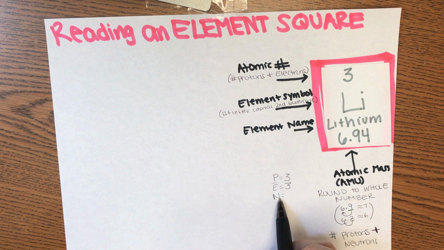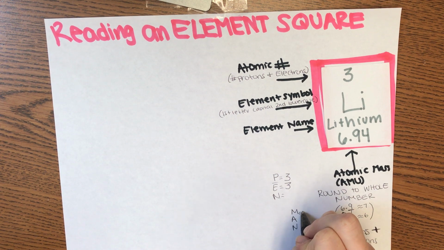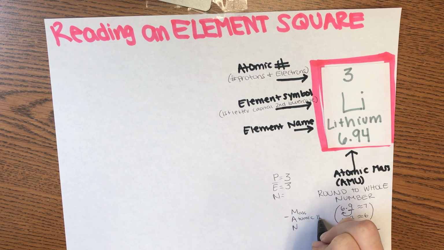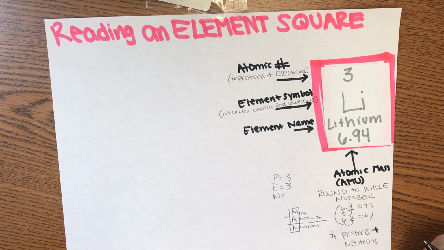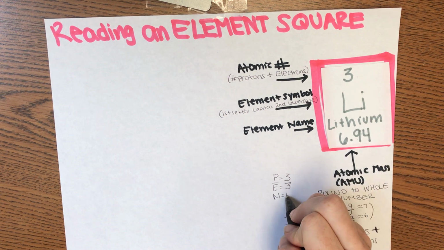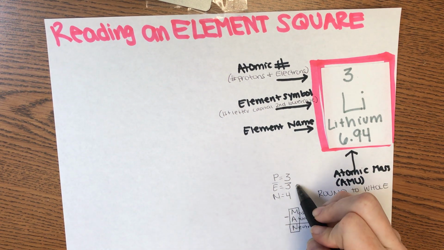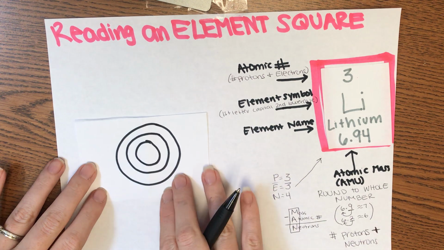Now, to find our neutrons, we need mass minus the atomic number, and that will give us neutrons. So sometimes we like to remember the word man when we're looking for neutrons. So in this case, it would be 7 minus 3, which would tell us there are 4 neutrons in an element of lithium. So once we know all of this information, we could draw our Bohr model.